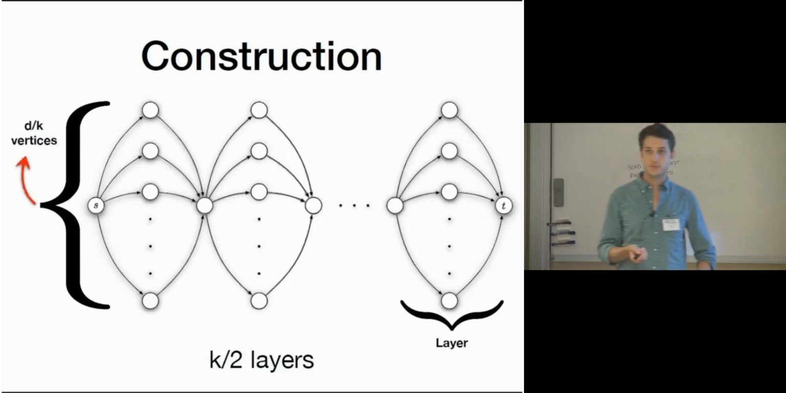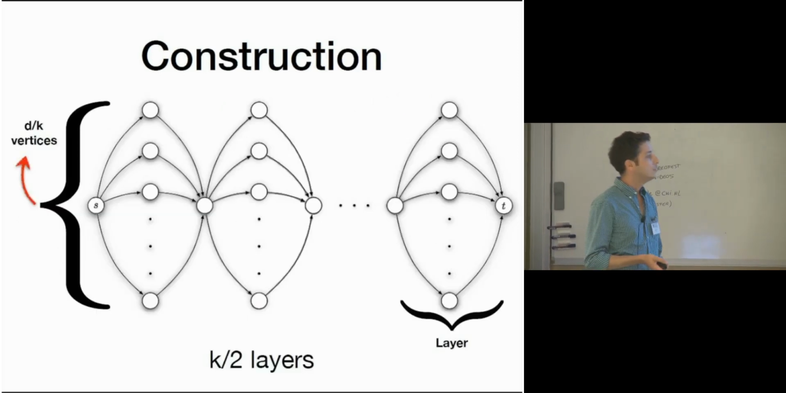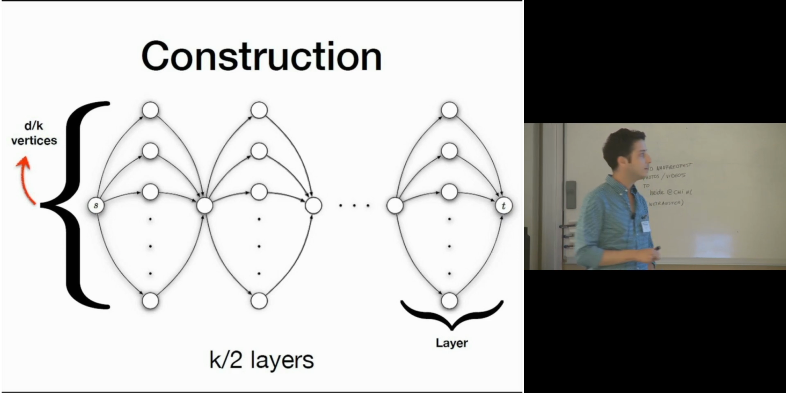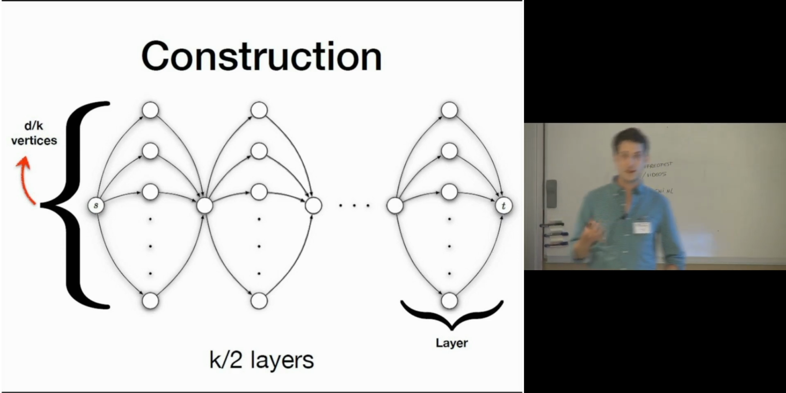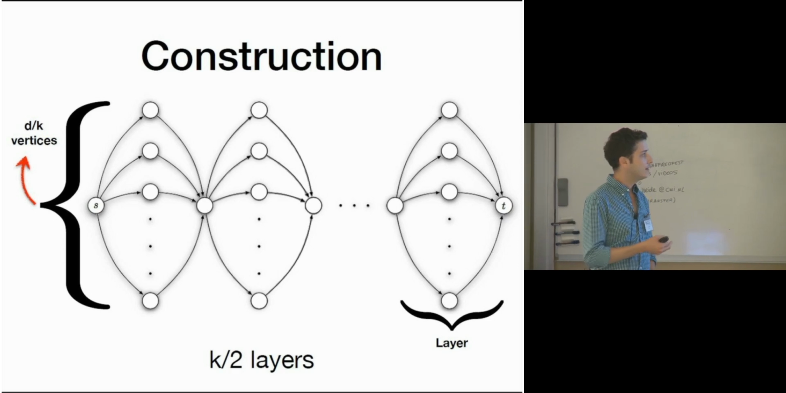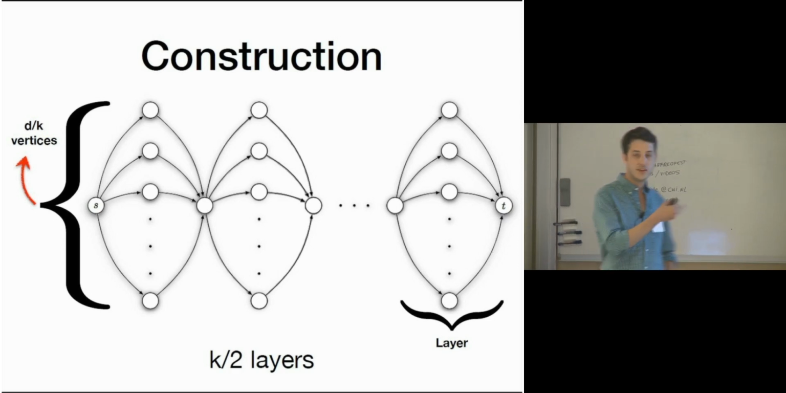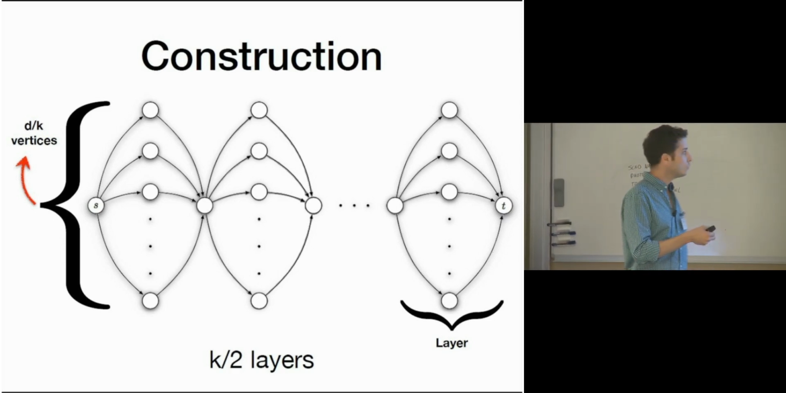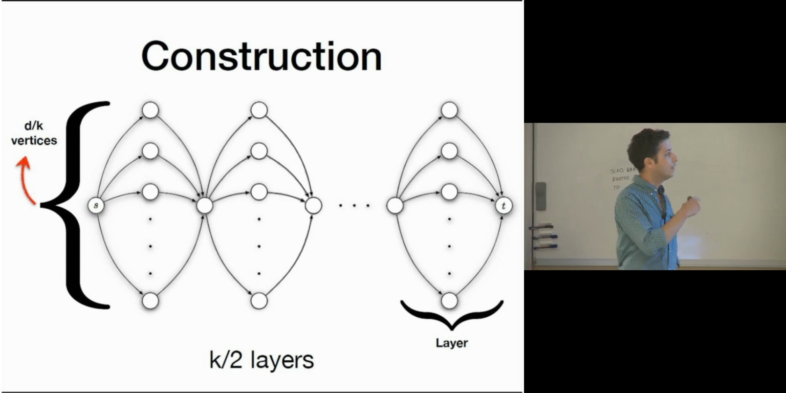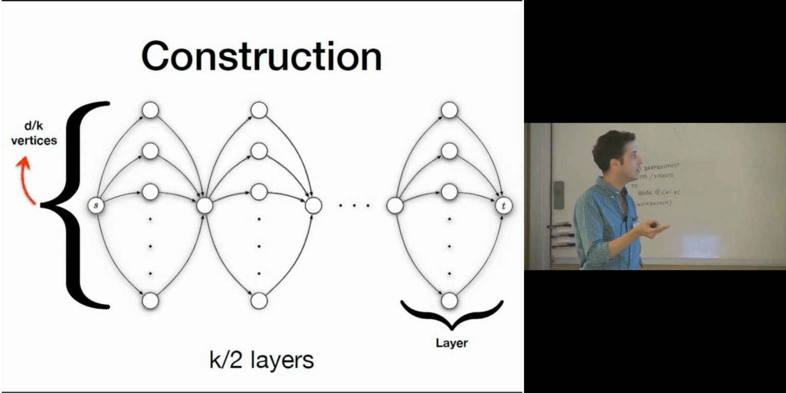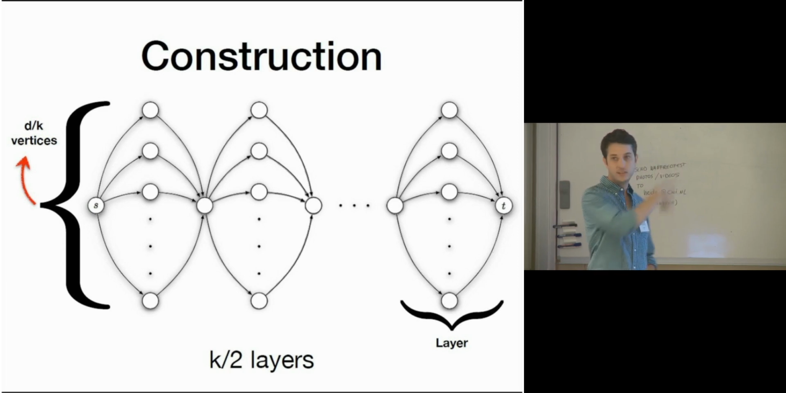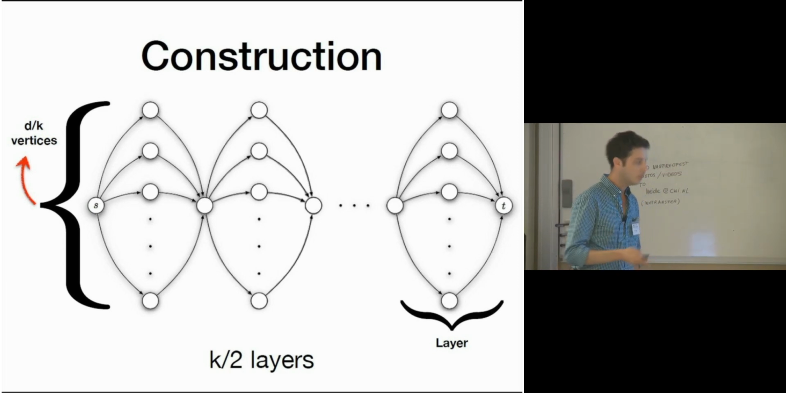So how do we prove this result? I'm going to focus on bandit shortest path. First, I'm going to construct some worst case graph, in a sense. This graph consists of k over 2 layers, where for the learner to choose an s-t path, what she has to do is choose 1 out of d over k vertices in each of the layers. Think about it like that.